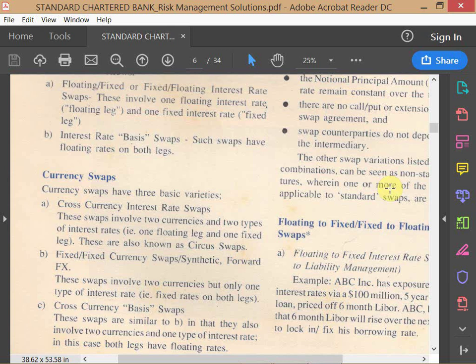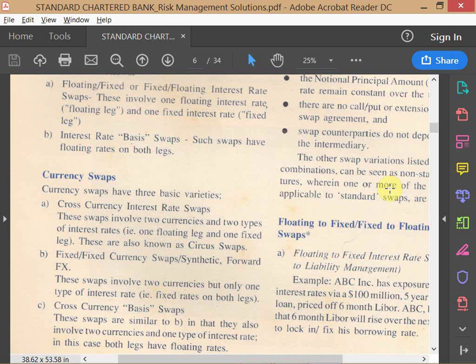This currency swap, where they have fixed rates on both the legs and two different currencies, that transaction is called a fixed currency swap. It's also called a synthetic forward FX. Why? Because it has the same effect as a forward transaction, but there is a cash flow difference. That's why it's called a synthetic forward FX. Synthetic is meant to indicate the fact that it is not a direct forward FX transaction, but it is synthetically creating the same effect. Are you guys following so far?